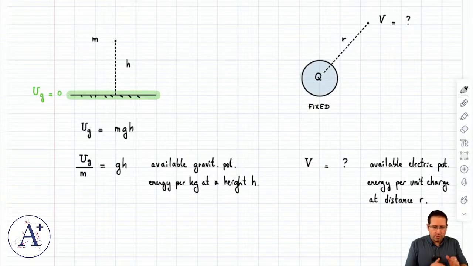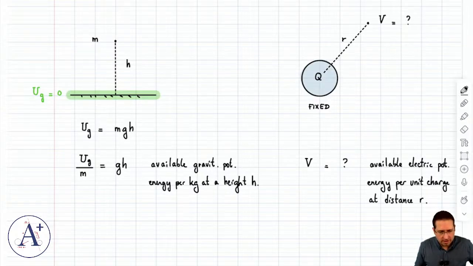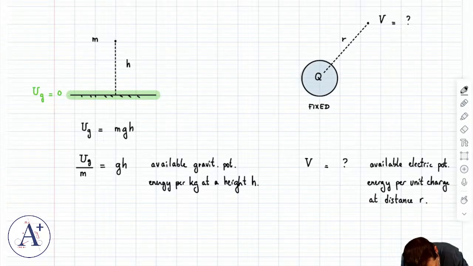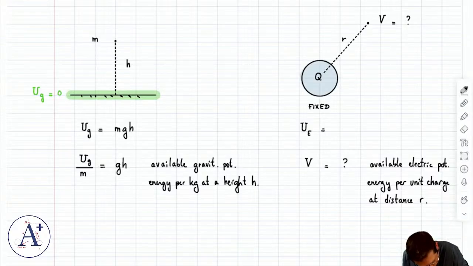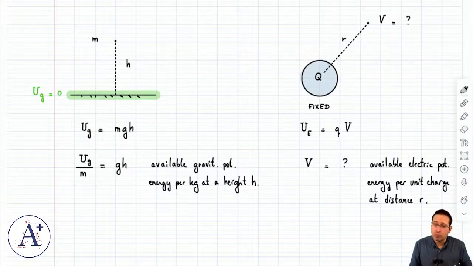Okay, I don't know what it is yet, and we're going to try to evaluate it, but if I am able to find V, then I can get U sub E. Now, E because of electric fields, it's electric potential energy. Well, if V is potential energy per charge, how much charge do you have, let's say Q, multiplied by V, will give me electric potential energy.